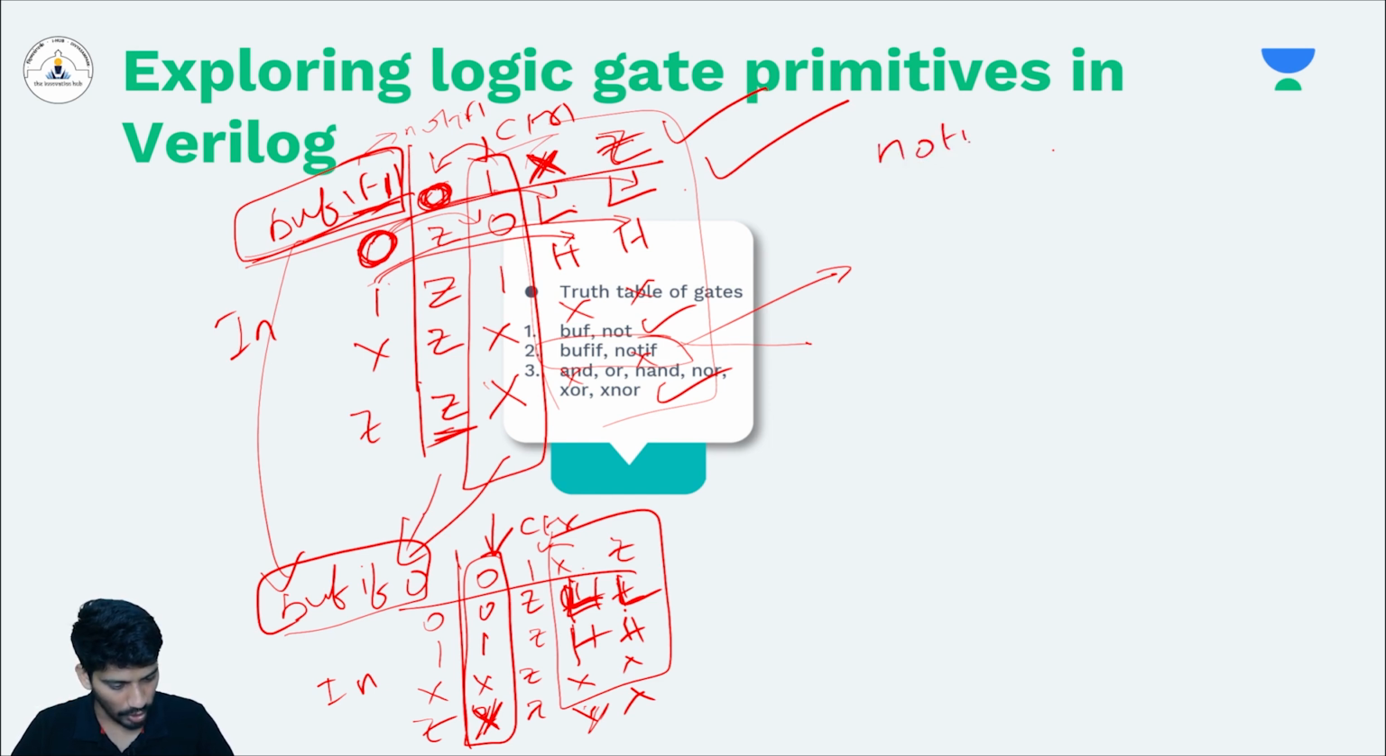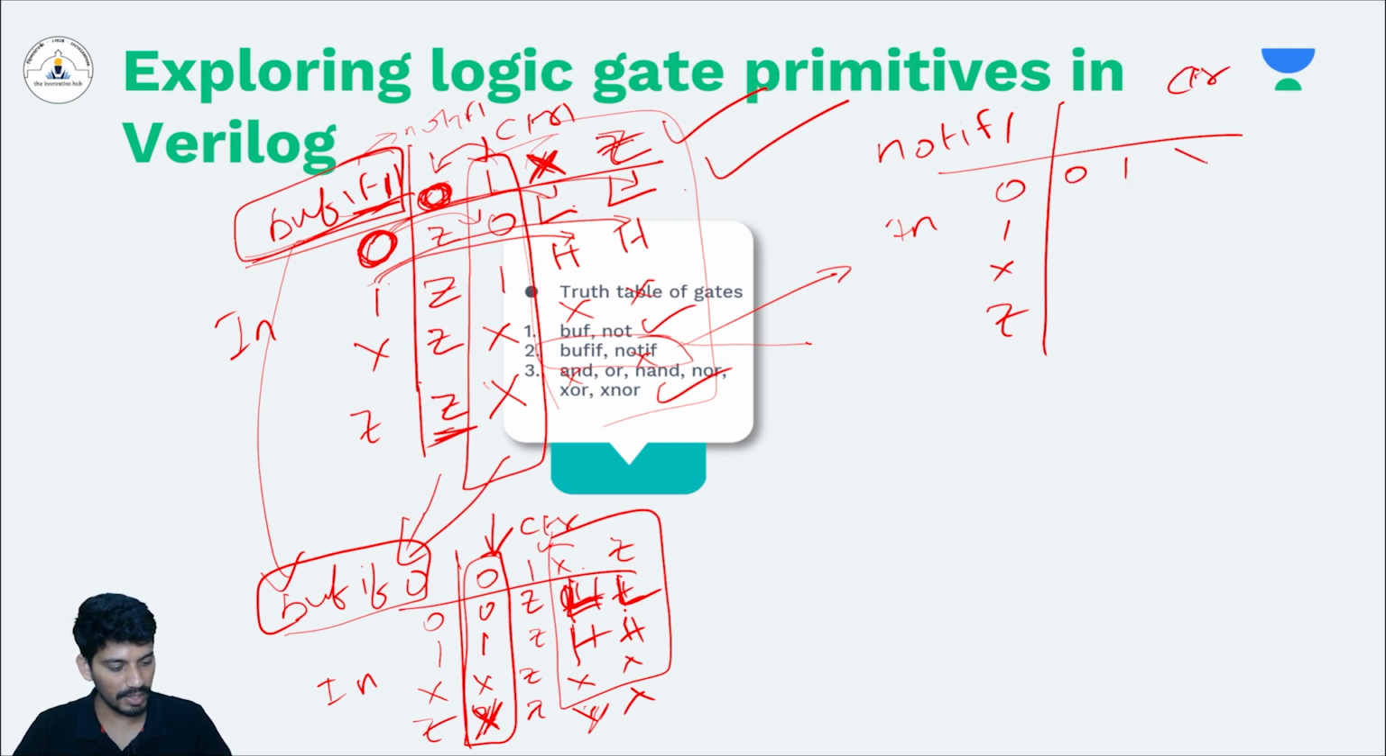So first I am drawing not if 1. In this case, let's say this is input side 0, 1, x and z. This is control signal 0, 1, x and z. So since it is a not if 1, it only works when control signal is 1. So that is this case. So not if 1. In this case, it will do the inversion operation, right? So when 0, then it will be 1. When 1, then it will be 0. When x, then it will be x. When z, then it will be x.